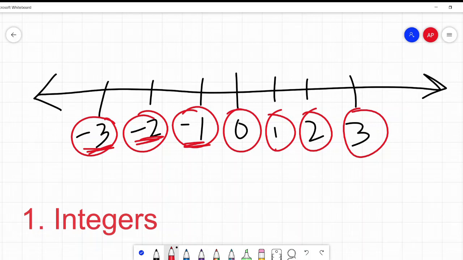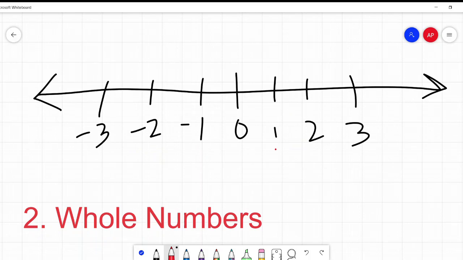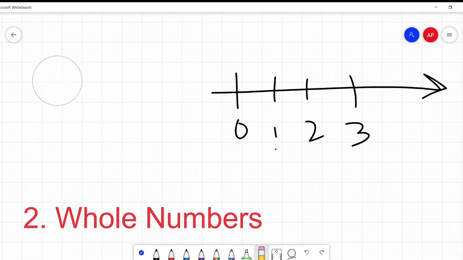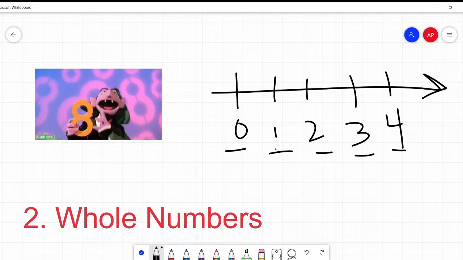Then, back it up. Then we have whole numbers. Whole numbers gets rid of this part of the number line. And it's 0, 1, 2, 3, 4, on up to infinity. So it's basically the numbers you learned when you very first started learning numbers, in kindergarten, first grade, or even before.